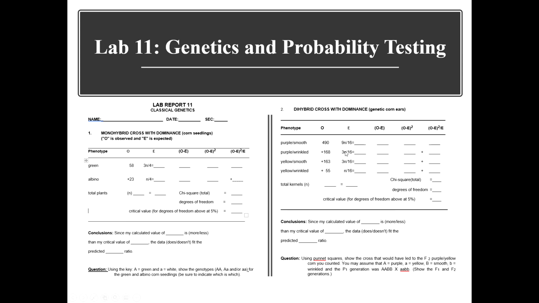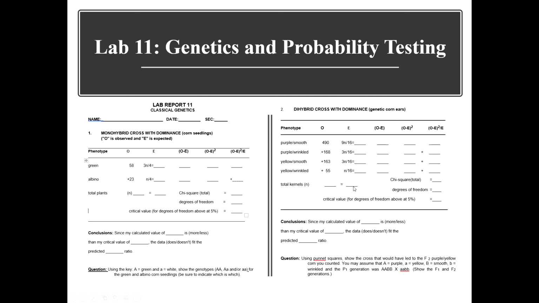We're expecting a 9-3-3-1. So 9 times N divided by 16 goes here. 3 times N divided by 16 here. These two numbers should be the same. And the last one is N, this number divided by 16. Add them up. These two columns should be equal.